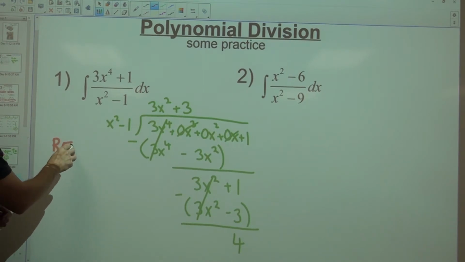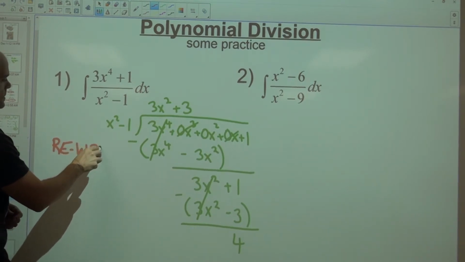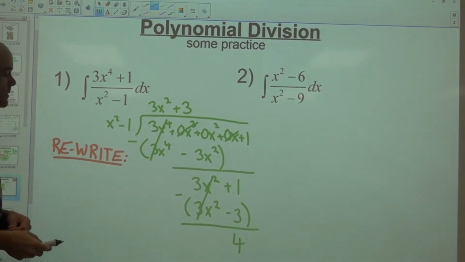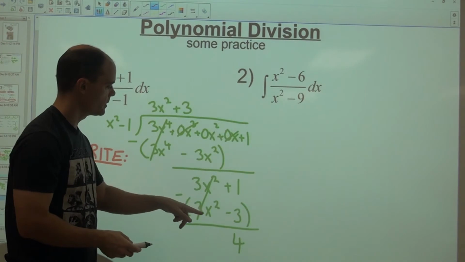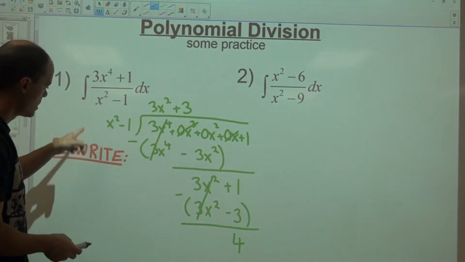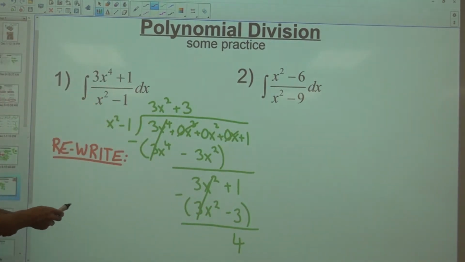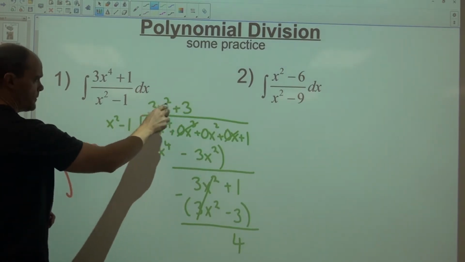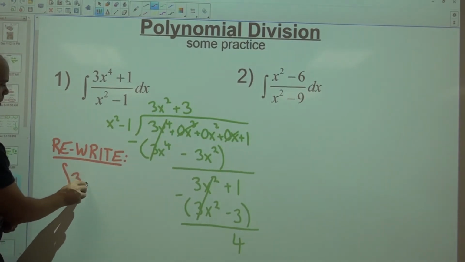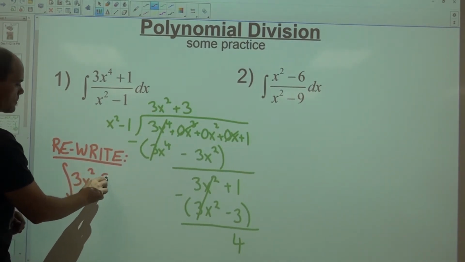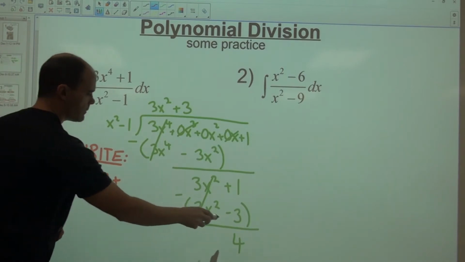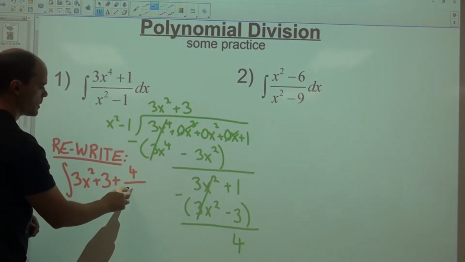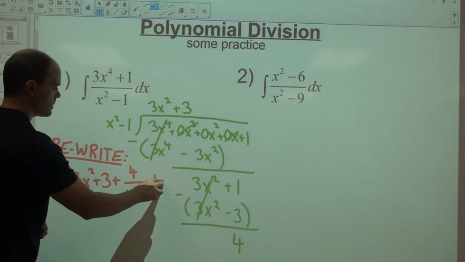And hopefully you guys can already see an emphasis on having your signs correct. One little sign error here, and this is the wrong remainder, which gives you the wrong partial fraction, which makes the entire antiderivative incorrect. So I'm going to rewrite this. Both of these pieces are whole number pieces, plus 3, plus my remainder over my divisor. So 4 over x squared minus 1 dx.